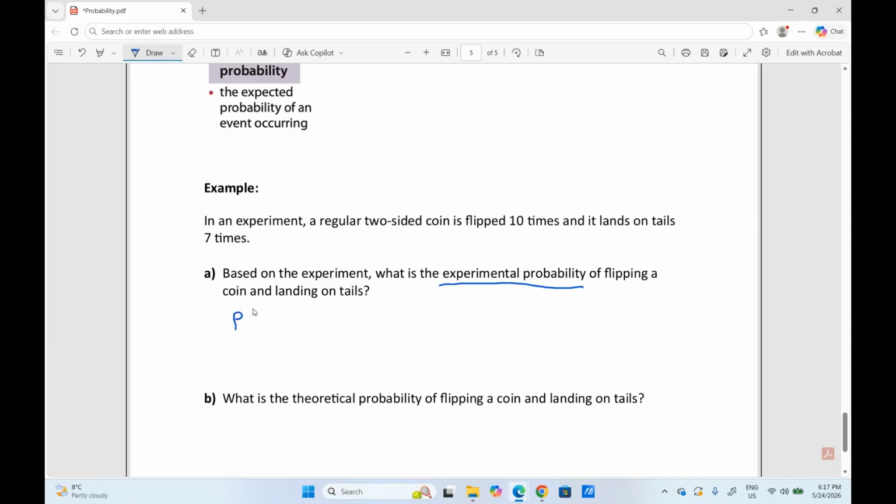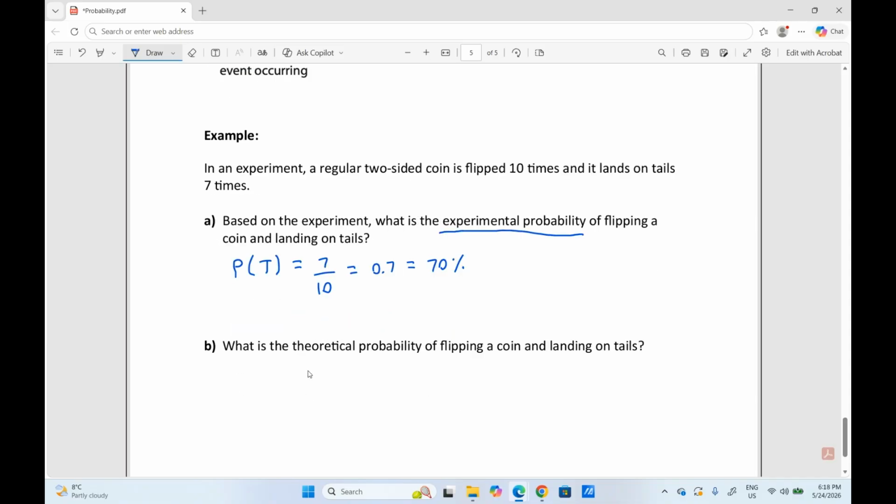So, my probability of flipping a coin and landing on tails, the experimental probability, would be 7 out of 10, or 0.7, or 70%. That's based on the experiment.